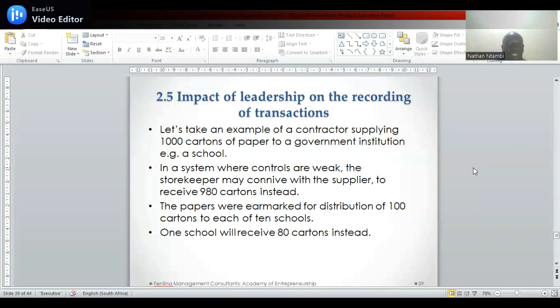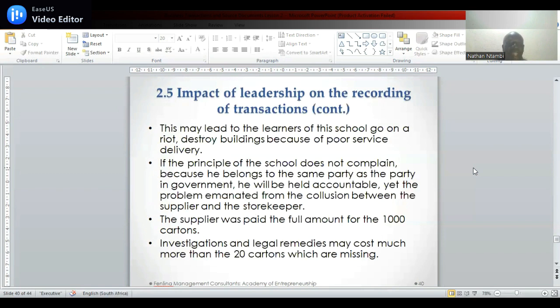Because of the conniving of the supplier with the storekeeper, 980 cartons were received, meaning that one school will receive 80 cartons instead. This may lead to the learners of this school going on a riot and destroying buildings because of poor service delivery. If the principal of the school does not complain because he belongs to the same party as the party in government, he will be held accountable. Yet the problem emanated from the collusion between the supplier and the storekeeper. The supplier was paid the full amount for the 1,000 cartons. Investigations and legal remedies may cost much more than the 20 cartons which are missing.